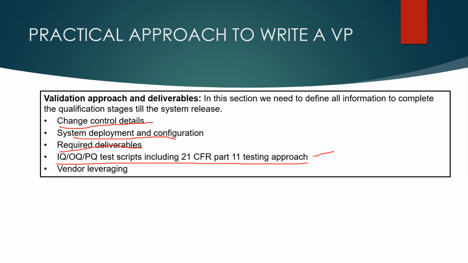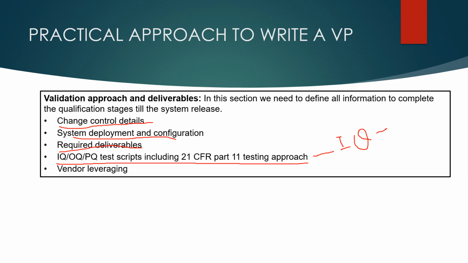Here we need to mention the details of the IQ/PQ plan. For example, if you are going to write an IQ script, then you need to mention the testing criteria for connectivity verification between server hardware and software. You also need to define the verification of power supply with the UPS connection and environmental condition, and verification of the server hardware and software. Such things we need to define in the IQ.